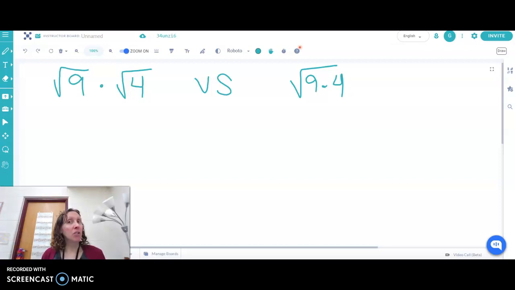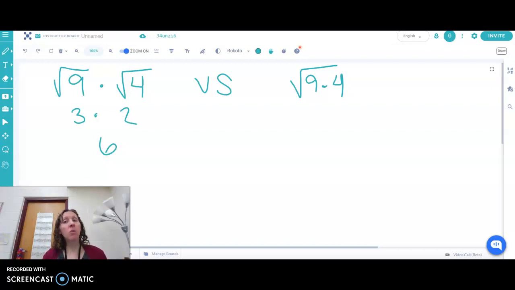All right, let's compare the square root of 9 times the square root of 4 versus the square root of 9 times 4. All right, so this first example, the square root of 9 is 3. The square root of 4 is 2. And so that answer is 6.